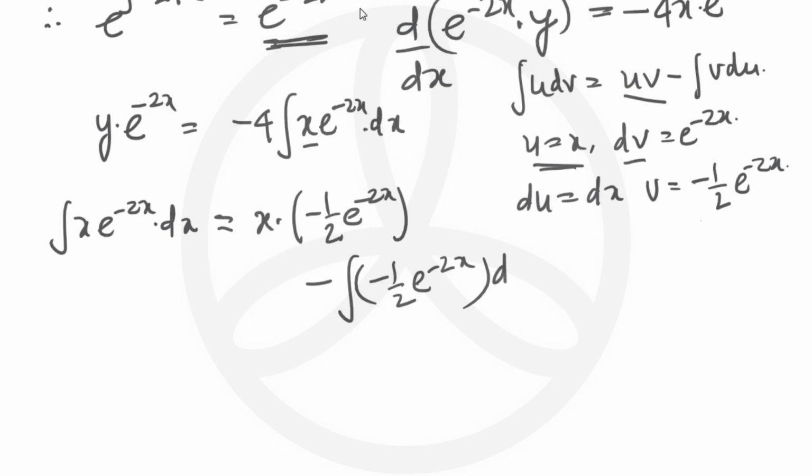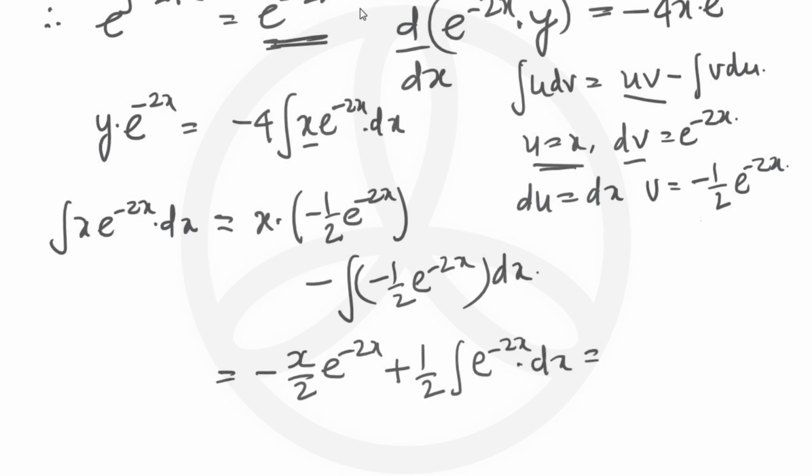Du is nothing but dx, straightforward. So we get here minus of x by 2 e to the power minus 2x. This minus and this minus will make it plus. So I write it plus and half, and this will be nothing but e to the power minus 2x dx, and this will be nothing but x by 2 e to the power minus 2x, and then this will become 1/4. 2 is already there, and minus 2 will come to multiply in the denominator once again while we integrate this. So this will become 1/4 e to the power minus 2x plus a constant of integration c.